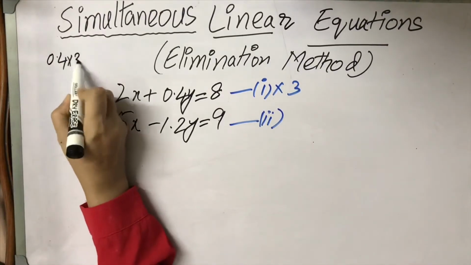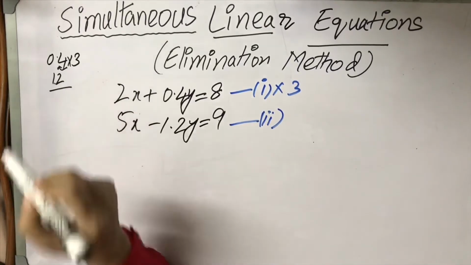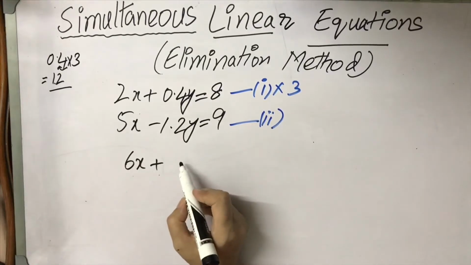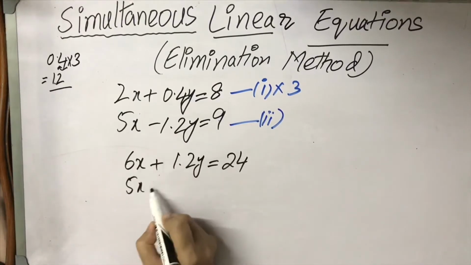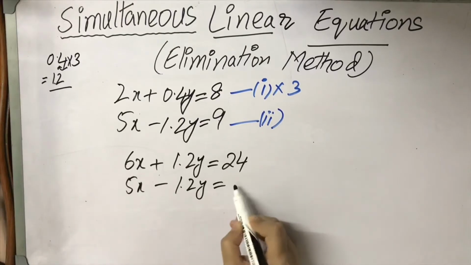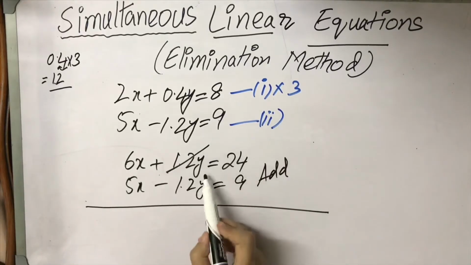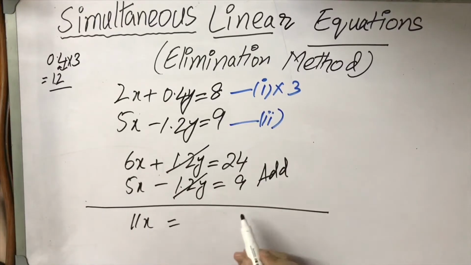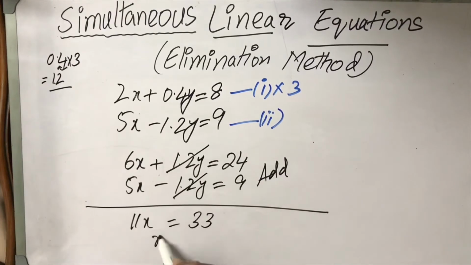0.4 multiplied by 3, 3 4s are 12, 12 with one decimal place is 1.2. This is for your convenience. Okay, 3 2s are 6x plus 1.2y, 8 3s are 24. Second equation as it is, both y's have opposite signs, so we are going to add. Plus 1.2y cancels minus 1.2y, 6 plus 5 is 11x equals 24 plus 9, 33. X equals 33 over 11, that is 3.